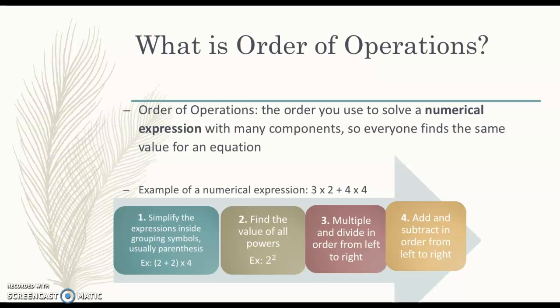On the arrow, I have shown the order of operations you need to follow to complete a numerical expression. First, you simplify the expression inside grouping symbols, like parentheses, and I showed an example. Number 2, you find the value of all the powers, and that's an example of what it looks like. Then multiply and divide in order from left to right. And lastly, number 4, you add and subtract in order from left to right. For the numerical expression 3 times 2 plus 4 times 4, two people could easily get two different answers if they don't follow this exact order.